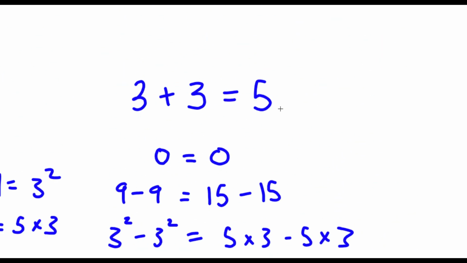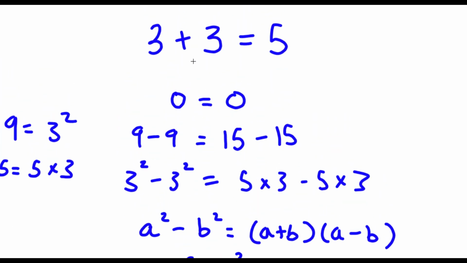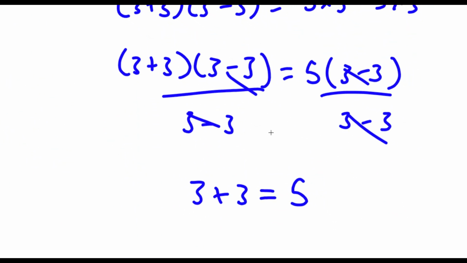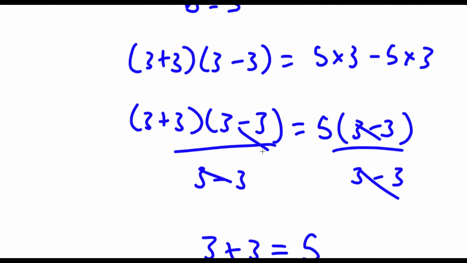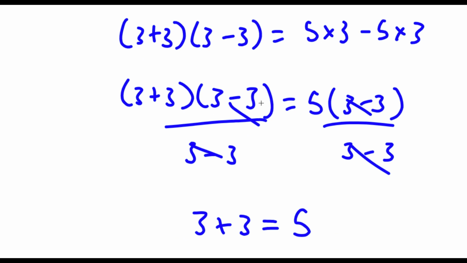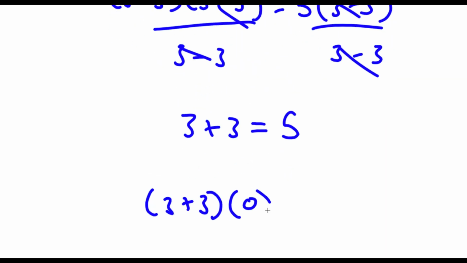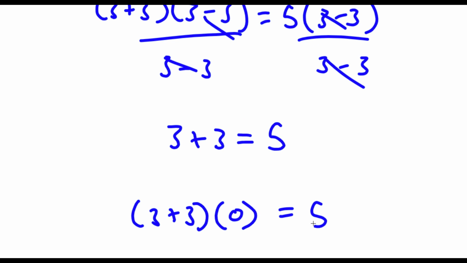And as you can see, we just proved this to be right. 3 plus 3 equals 5. So if you're wondering how this is actually wrong, it's because of this step over here. I divided both sides by 3 minus 3. Well, what is 3 minus 3? 3 minus 3 is simply equal to 0. And if I come over here, I have 3 plus 3 times 3 minus 3, this is 0, is equal to 5 times 3 minus 3, which is 0 as well.